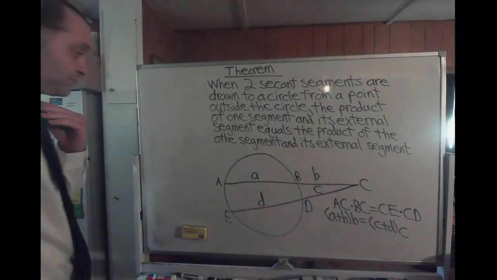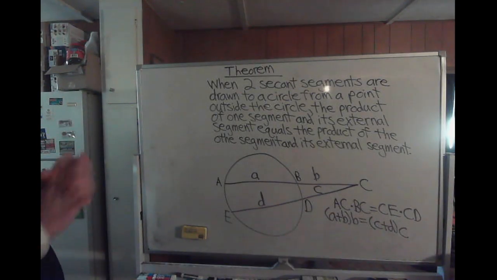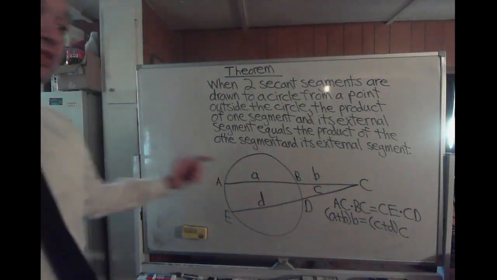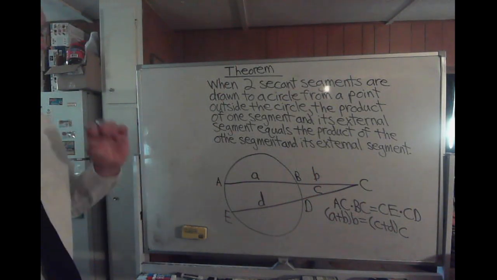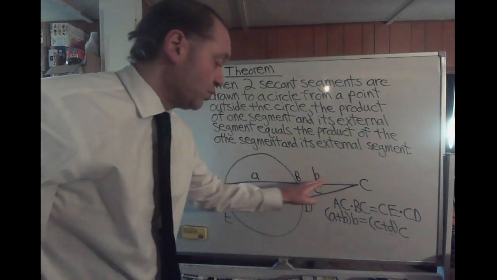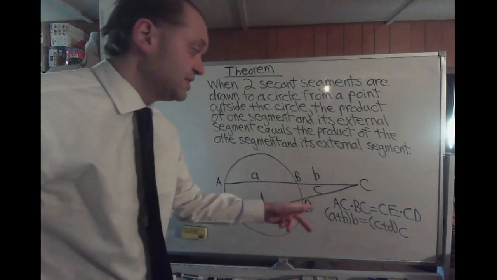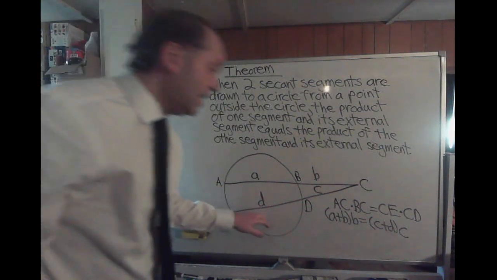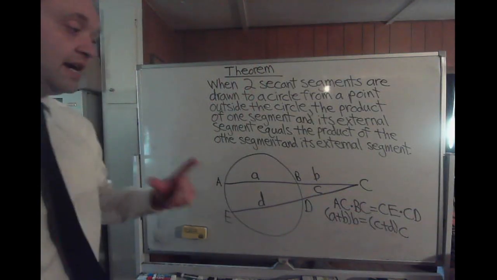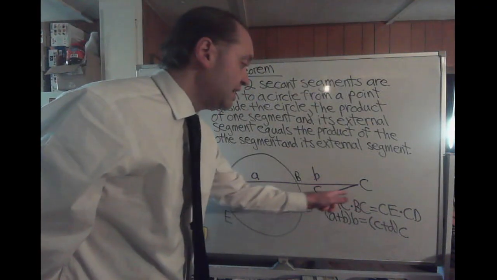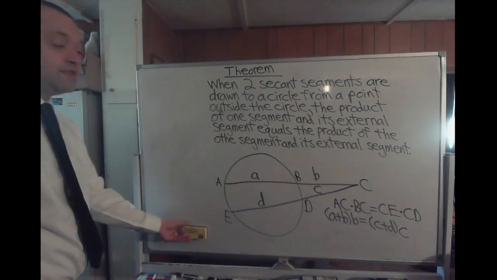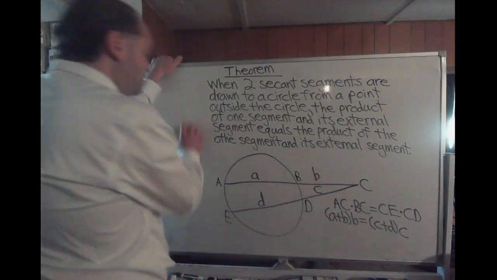So, to figure out lengths of two secant lines, you take the length of the whole secant line, times just the outside portion of the secant line that's outside the circle, set that equal to the length of the other whole secant line times the length of the secant line that is just outside the circle. And then I have one more theorem.